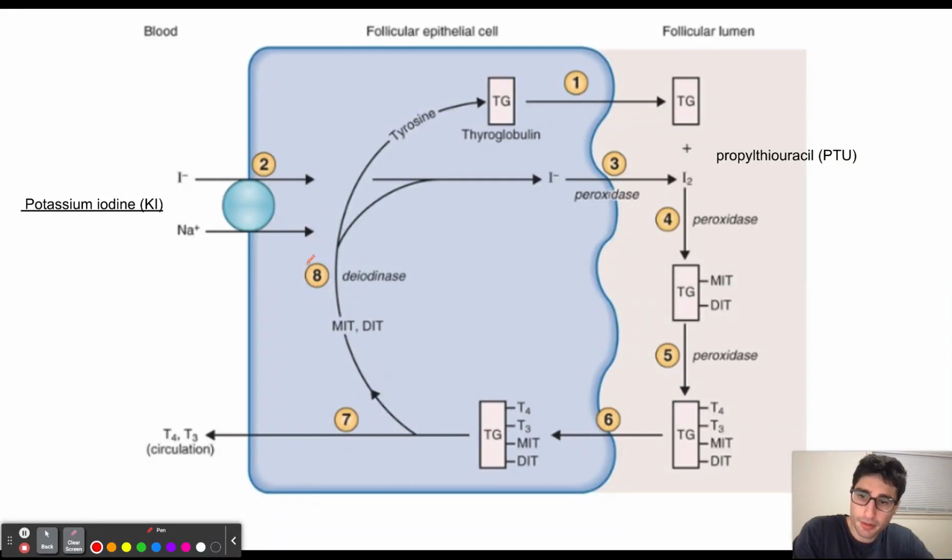Hello everyone, in this video we will be discussing thyroid hormone synthesis. Now in this image we have blood on the rear left side, and in the middle we have the follicular epithelial cell, and on the right side we have the follicular lumen.